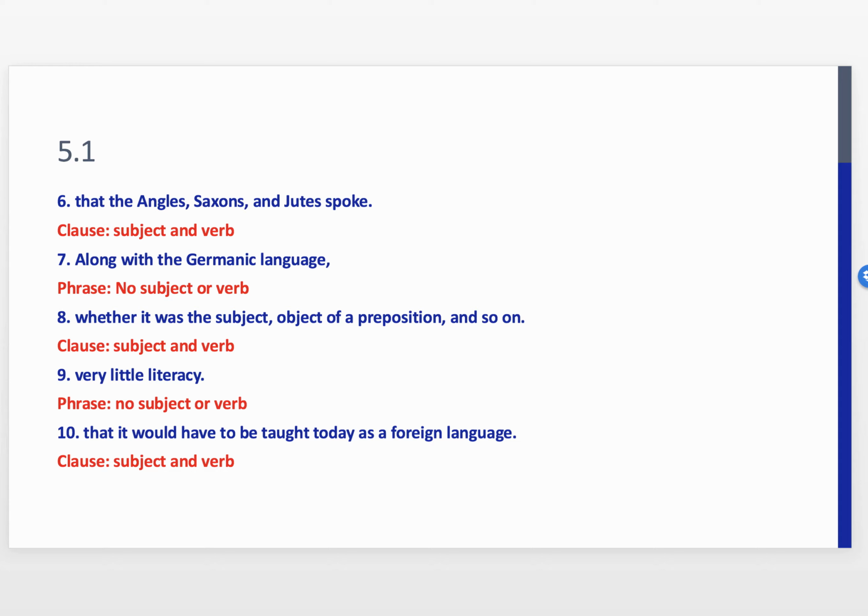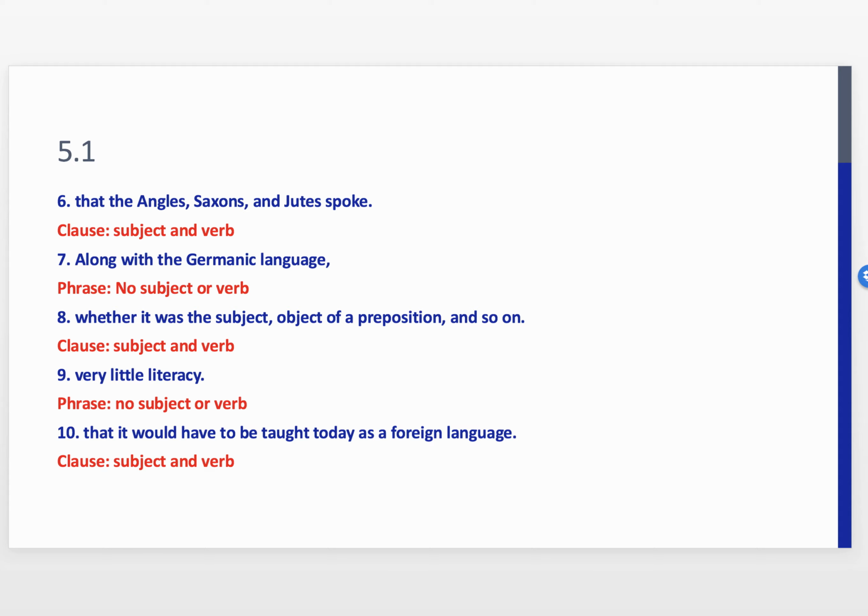and a verb. So in number 6, we can see that number 6 is a clause because it does have a subject, the Angles, Saxons, and Jutes, and it does have a verb, spoke. Number 7, however, is a phrase. So this is a prepositional phrase, along with the Germanic language. So we have a preposition plus the noun phrase, but there is no verb, so this is a phrase, not a clause.